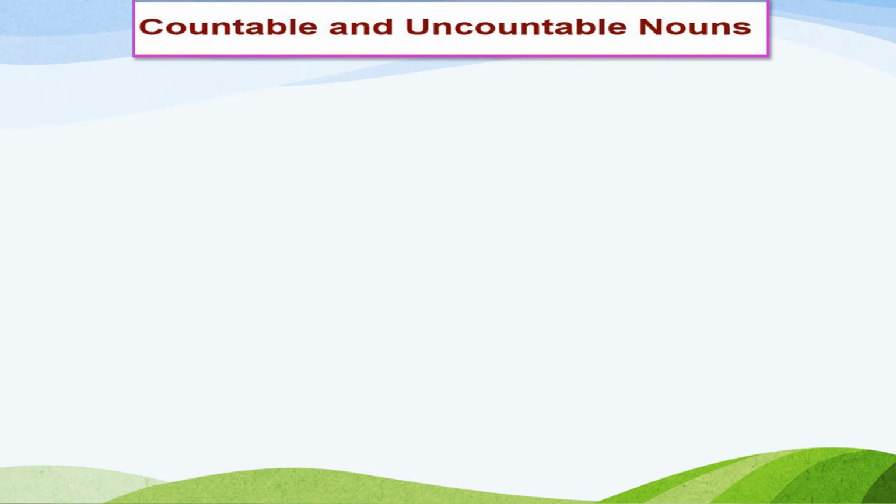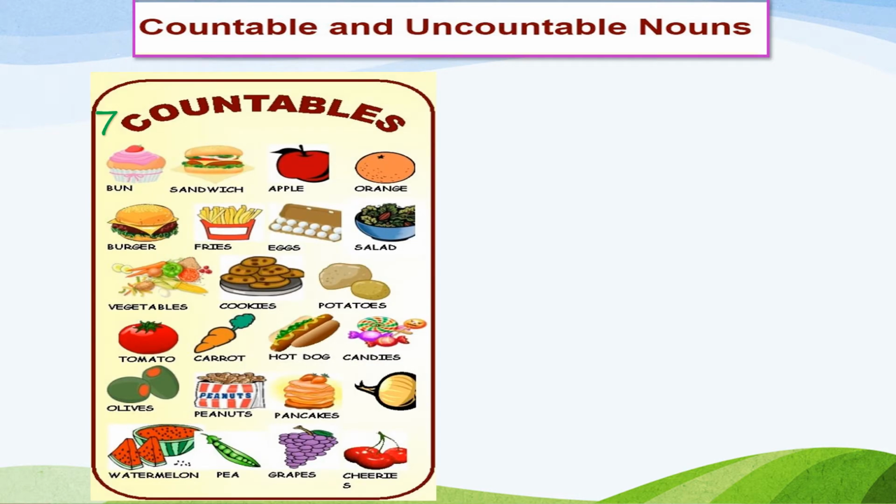We have also another types of nouns, which are countable nouns and uncountable nouns. Okay, let's have a look. Countable nouns are nouns for things or something that I can count. So if I say an apple, it's just one apple. If I have more than one apple, I'm going to say 2 apples, 3 apples, etc.